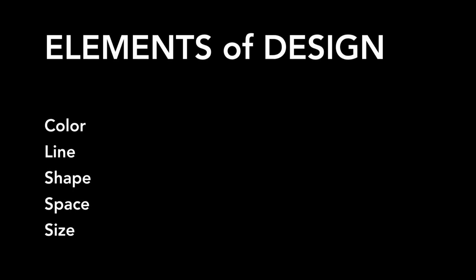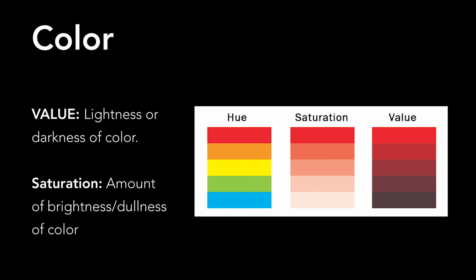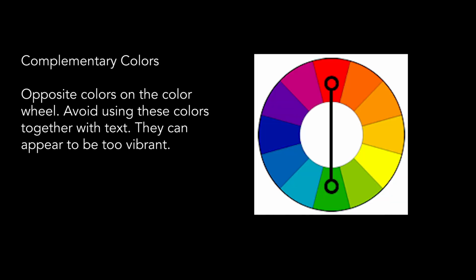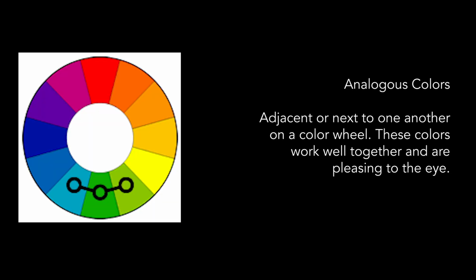Moving on to elements of design: color, line, shape, space, and size. Value is the lightness or darkness of color. Saturation is the amount of brightness or dullness of color. Complementary colors are opposite colors on the color wheel. Avoid using these colors together with text. They can appear to be too vibrant. Analogous colors are adjacent or next to one another on the color wheel. These colors work well together and are pleasing to the eye.